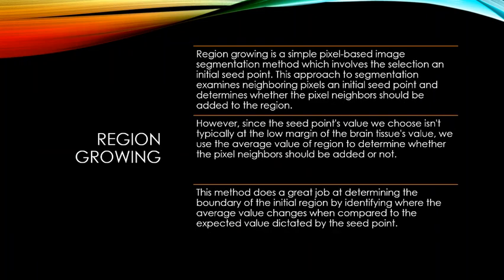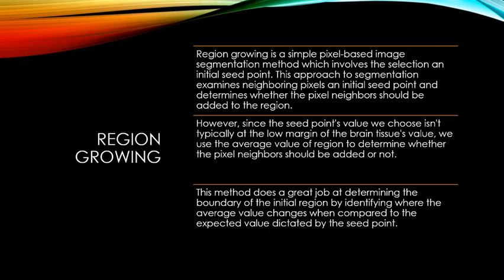Okay, let me introduce one of the two main methods we're going to talk about today. The first one is region growing. Region growing is basically a pixel-based image segmentation method, because it can add the neighborhood pixels into the region if the difference is less than a threshold.